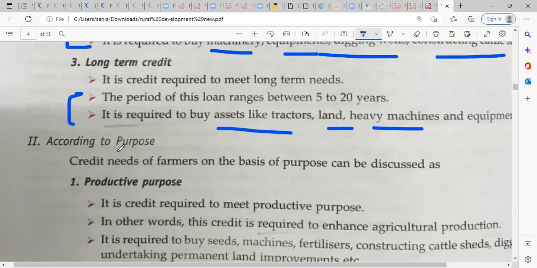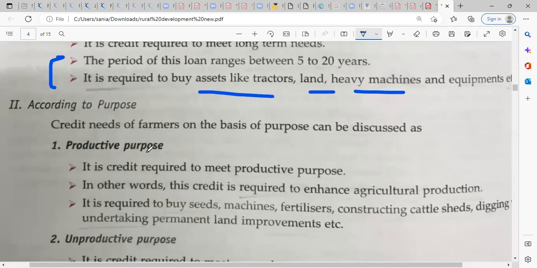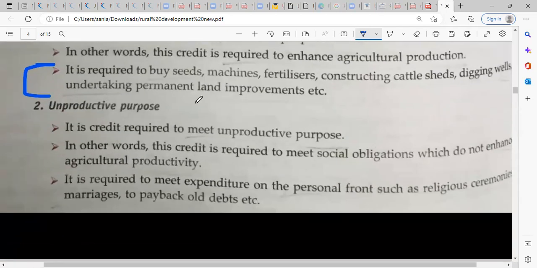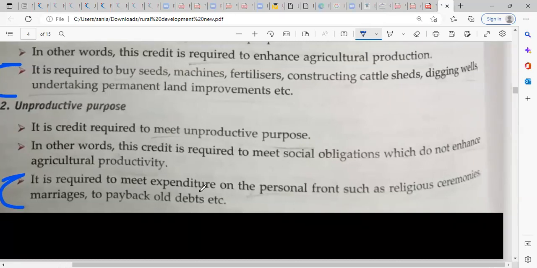But now coming to according to purpose, one is productive purpose. You will write that it is required to buy seeds, machine, fertilizer, construct cattle sheds and all that. So this is productive, where I want to do some production. Unproductive is when it is required to meet expenditure on personal funds such as religious ceremony, marriage, to pay back old debt, etc. For example, there is a marriage going on in my family, and for that I need money.